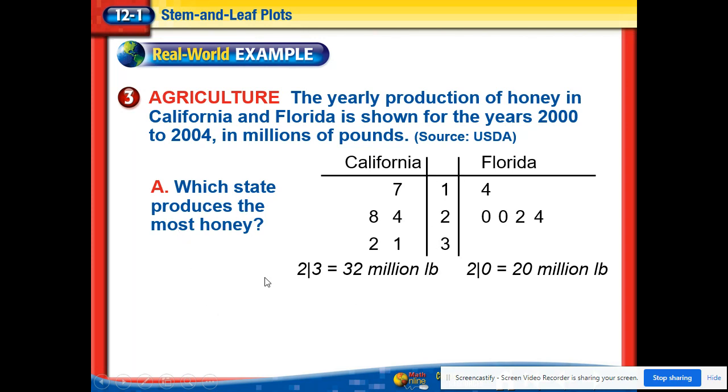So which one produces more? Well, California's got those 3s, and each of these numbers are bigger in California than they are in Florida. It's got to be California.